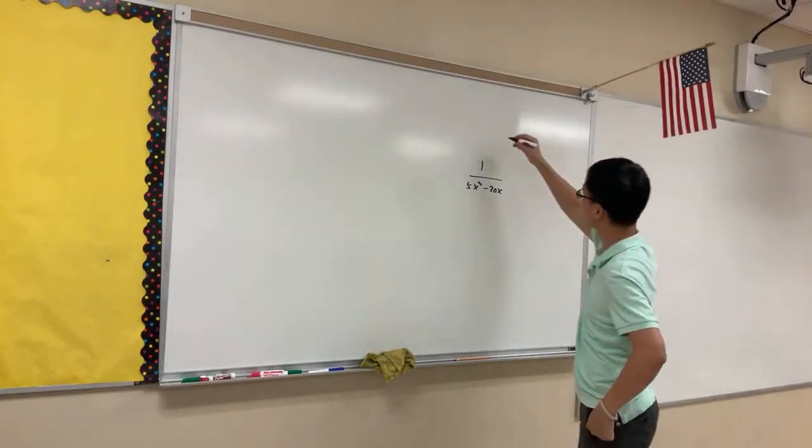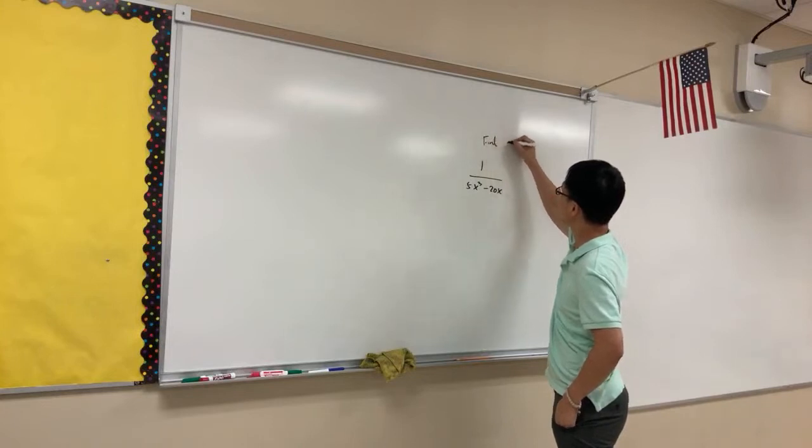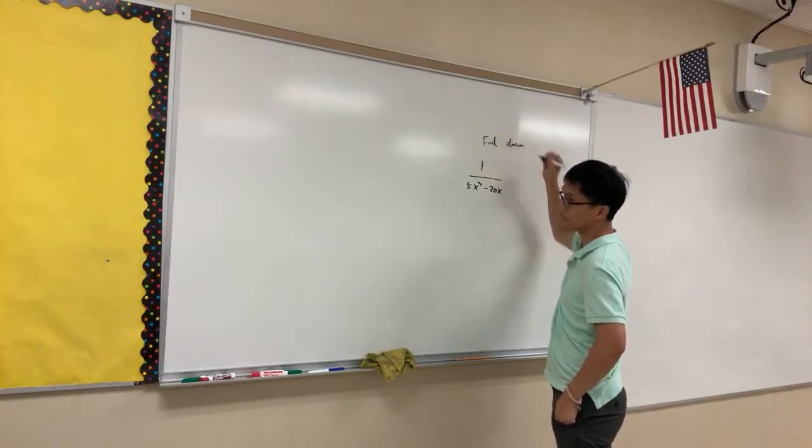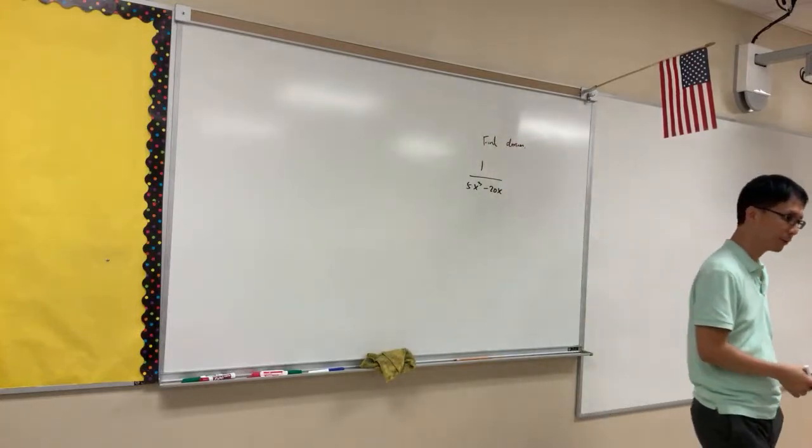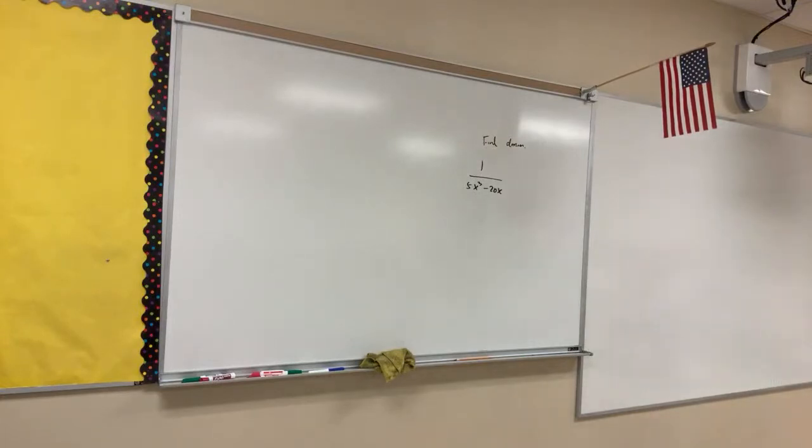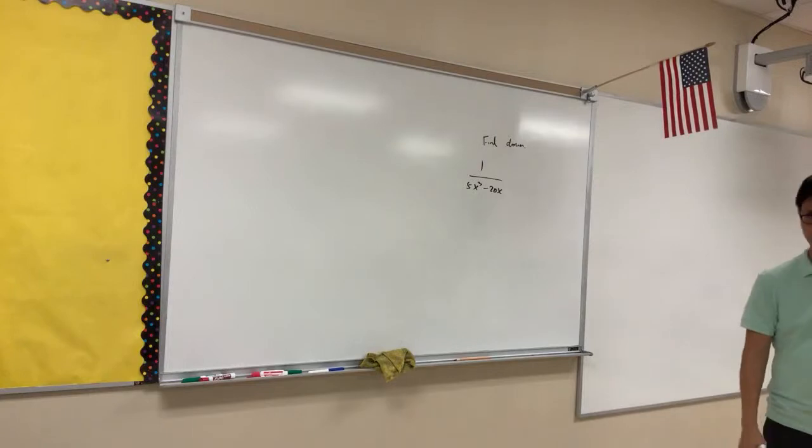So let's find the domain of the situation. Remember what's the first thing in factoring? There you go, GCF. Make sure you do this, and this question is on your test, I think, something like that. How to factor 5x cubed minus 20x.